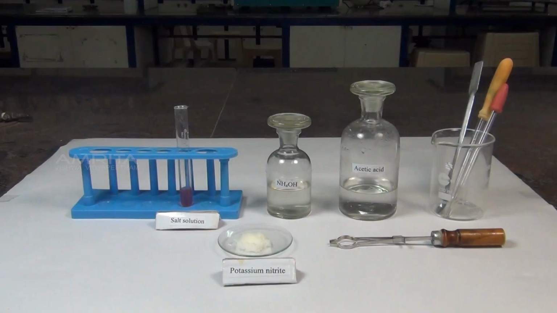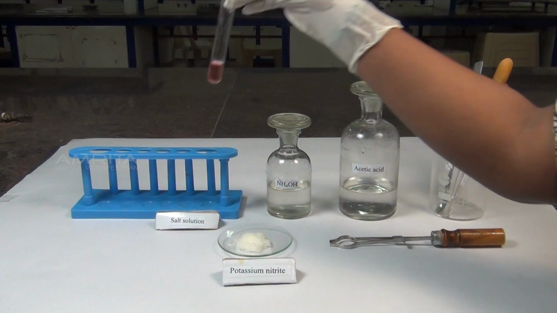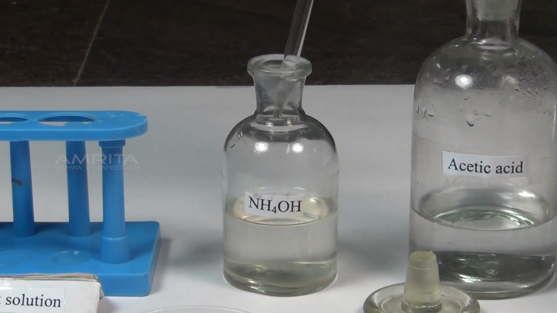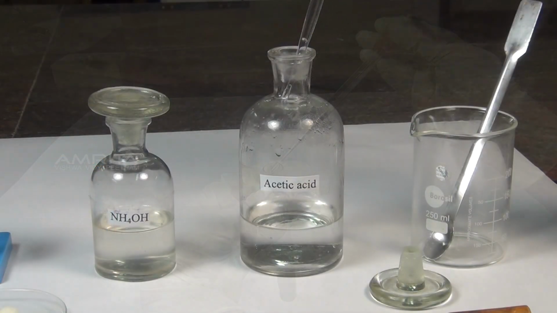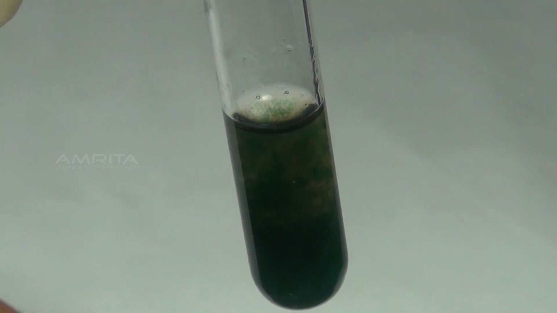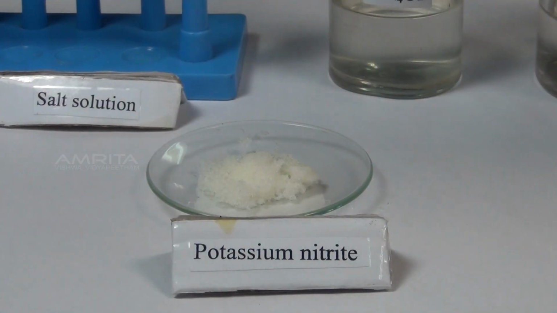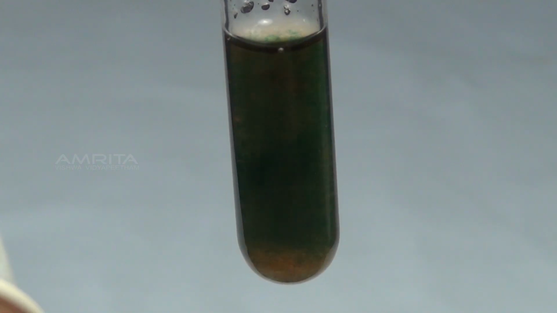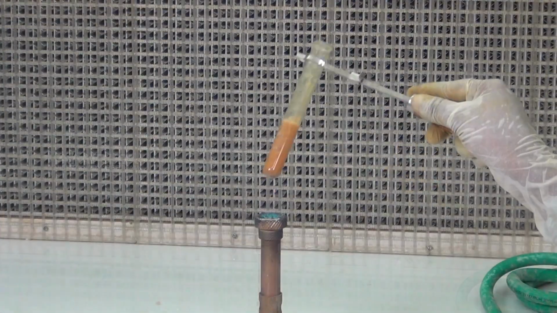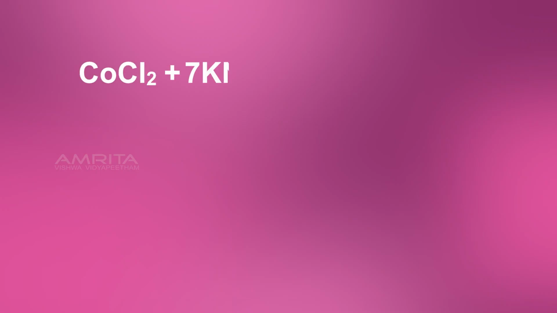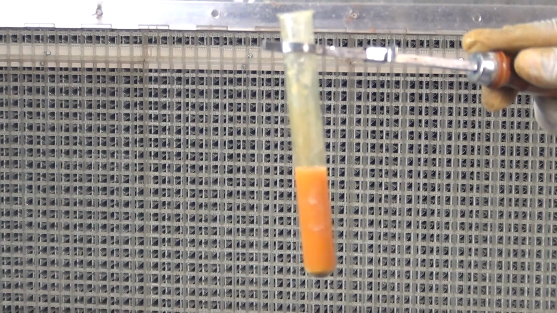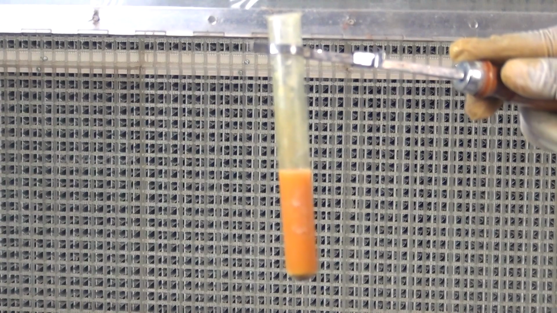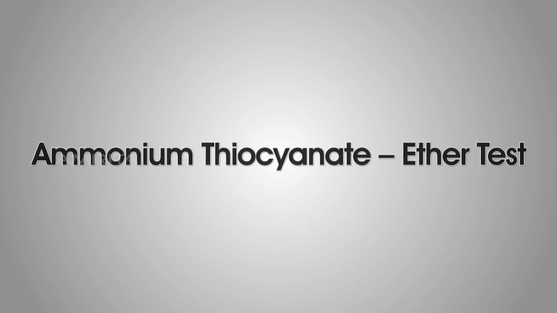Procedure: take a small quantity of salt solution in a test tube. To this, add a small quantity of ammonium hydroxide to neutralize the solution. Add a small quantity of acetic acid using a dropper. Using the spatula, add a small amount of potassium nitrite crystals to the solution. Heat the test tube over the Bunsen burner. Cobalt ions present in the salt solution react with potassium nitrite to form a yellow precipitate of potassium hexanitritocobaltate 3.